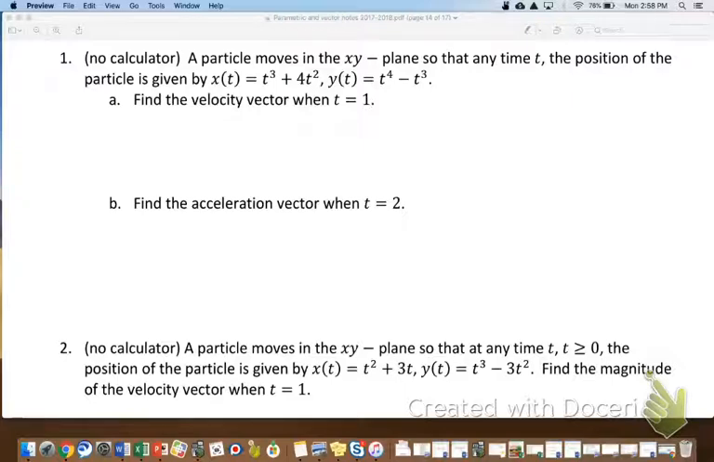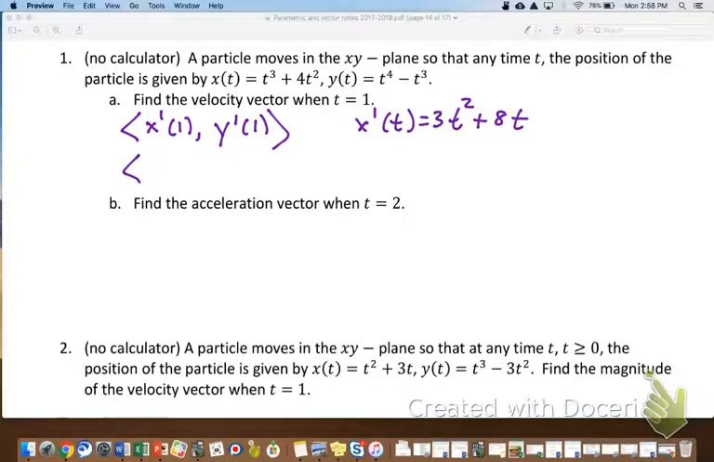Okay, so here's what you should do. You should find x prime of 1, comma, y prime of 1. So x prime of t is 3t squared plus 8t. Meg, that first number, looking pretty good, right? 11. Yes. y prime of t is equal to 4t cubed minus 3t squared. So y prime of 1 would be 4 minus 3, which is 1. Meg, that number you had was right. So your velocity vector is 11, comma 1.